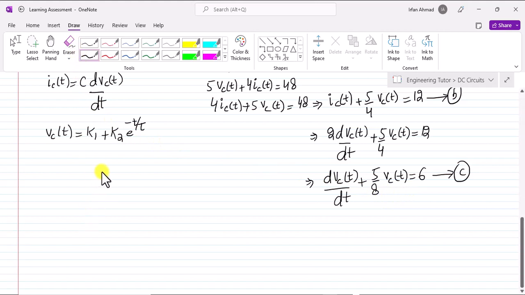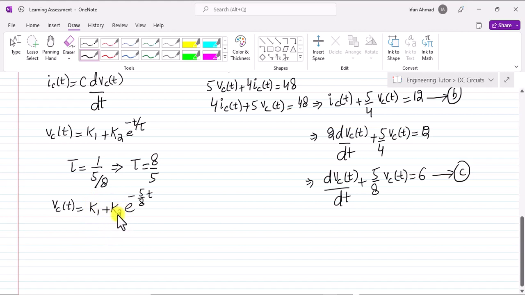Now writing here, tau will be 1 over 5 by 8, which means tau will be equal to 8 by 5. Writing it in this equation, I will get Vc of t equal to k1 plus k2 exponential of minus 5 by 8 t.